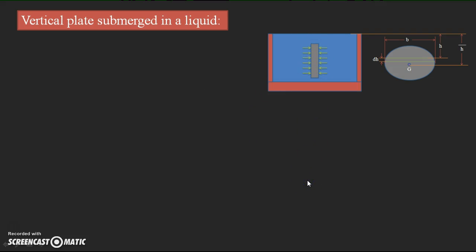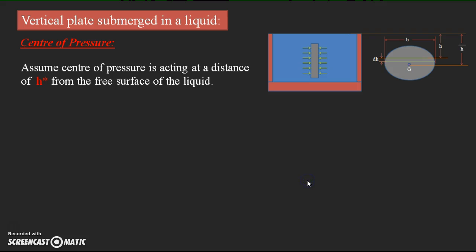Next we go for finding the center of pressure. Assume the center of pressure is acting at a distance of h star from the free surface. When you are assuming this h star, that is the location of the center of pressure from the free surface, and by considering the principle of moments, we can derive the equation.